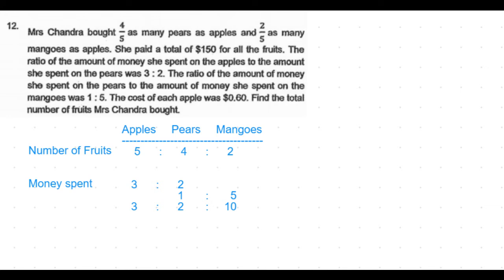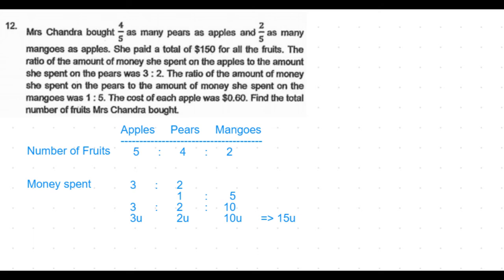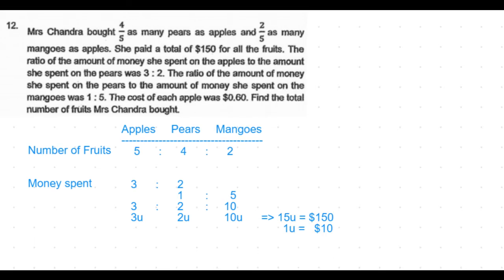So now let's write them in terms of units. So apples, money she spent is 3 units. Pears, the money she spent is 2 units. And mangoes, the money she spent is 10 units. So the total amount of money that she has spent is 15 units. But we know that the total money she spent is $150 on all the fruits. So 15 units is equal to $150. So 1 unit is equal to $10. We know she spent 3 units of money on apples, which is 3 times 10, $30.